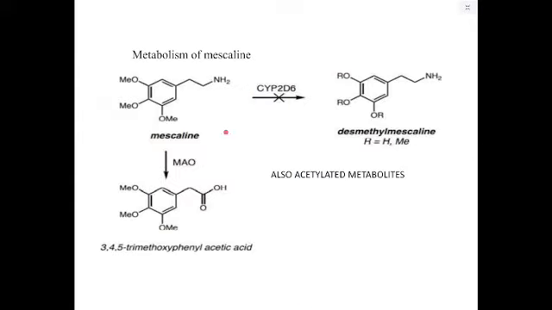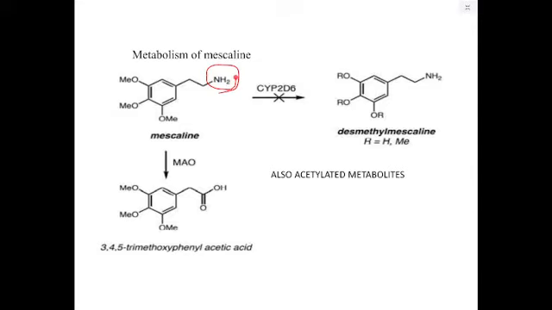Then we look at mescaline. Its metabolism, it is not metabolized by cytochrome 2D6, so it does not undergo any oxidative demethylation. It is not metabolized by cytochrome 2D6, so none of these groups undergoes oxidative dealkylation or demethylation. The main route of metabolism is by monoamine oxidase or oxidative deamination, of course, first of all, to give us the aldehyde, and then the carboxylic group to give us the 3,4,5-trimethoxyphenyl acetic acid.